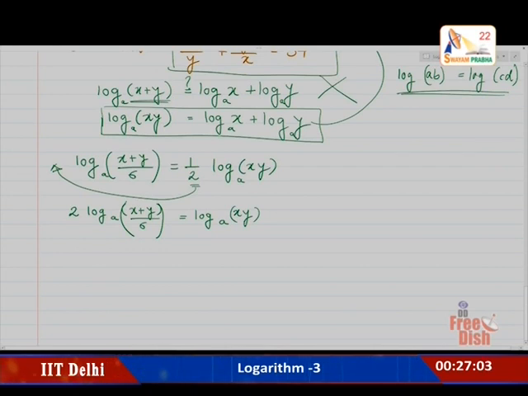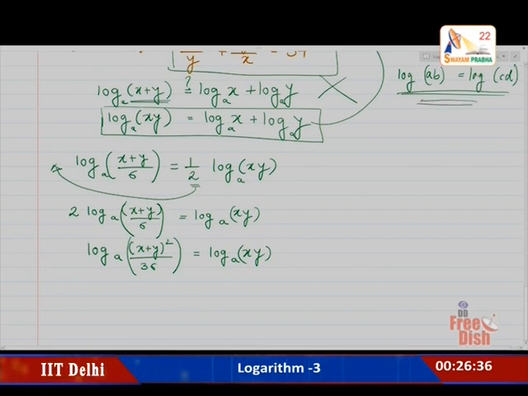Correct? So what does that mean? This means log to the base a of (x plus y) the whole square upon 6 square, which will be 36, is equal to log to the base a of xy. So I have achieved the form which I wanted. This is the form that I wanted.